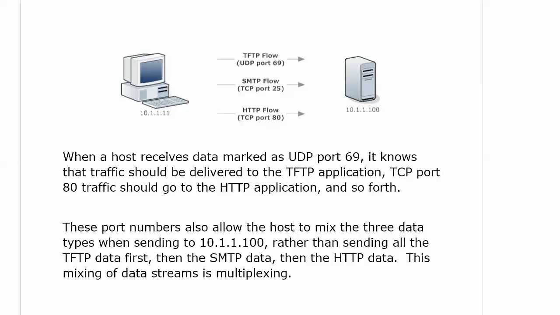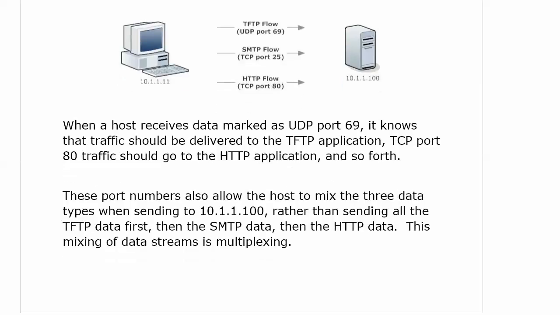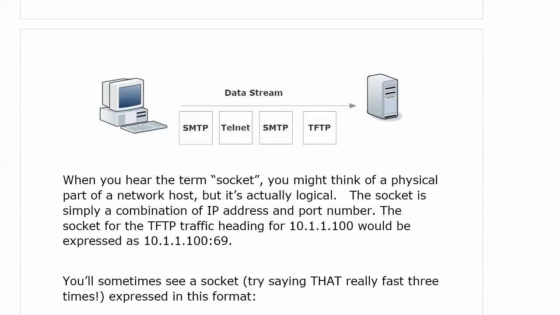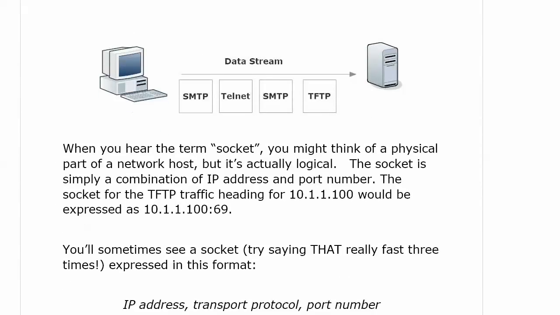What we allow it to do is mix it via multiplexing. So you end up with one data stream that actually has three streams in it. There's an SMTP stream, a Telnet stream, and a TFTP stream. It does not make that sender wait until all of one type of traffic is sent. Multiplexing allows us to mix that.